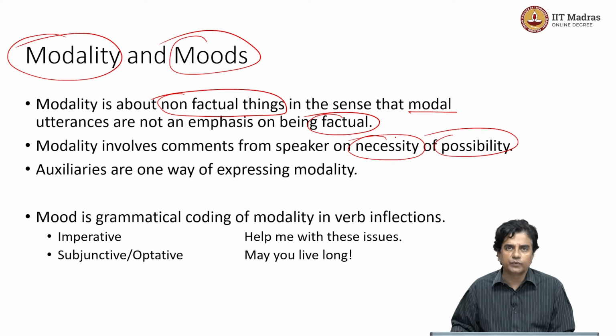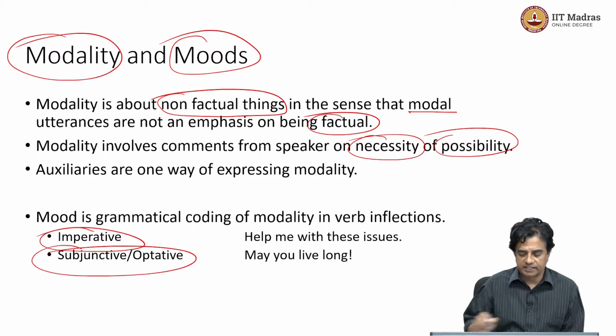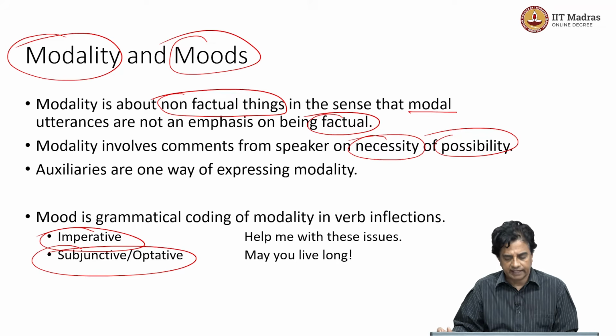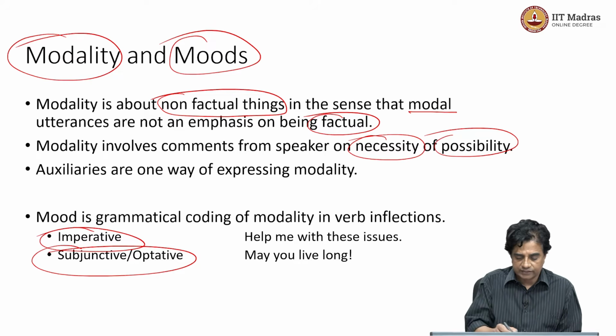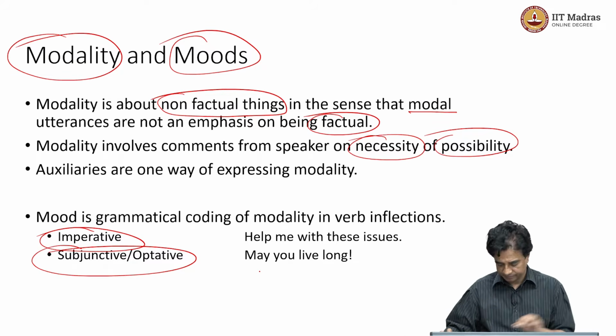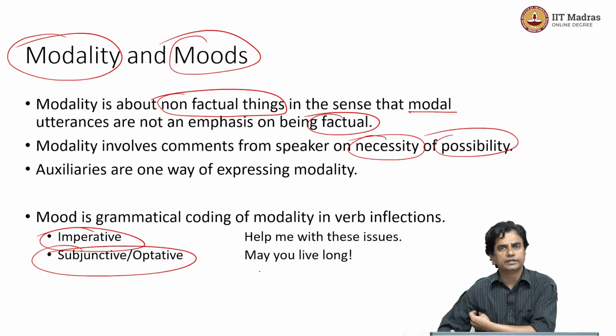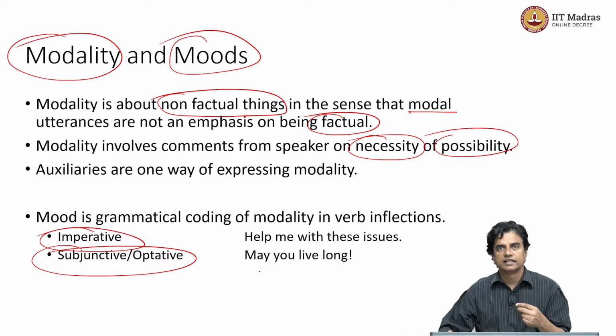There are two types of mode. One is called imperative, the other is called subjunctive or optative. Here you have examples. Help me with these issues. So when you ask for something, that's called imperative, and when you wish for something, that's called optative or subjunctive. These two modes and their various other interpretations, when they are expressed in grammar, that's called modality.